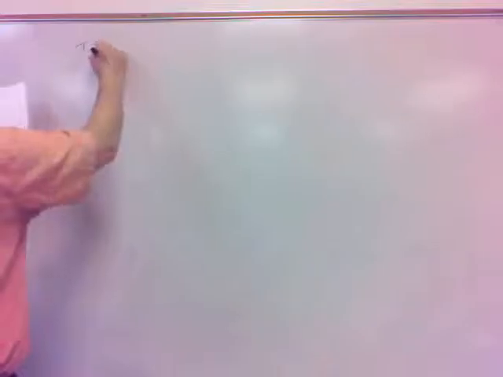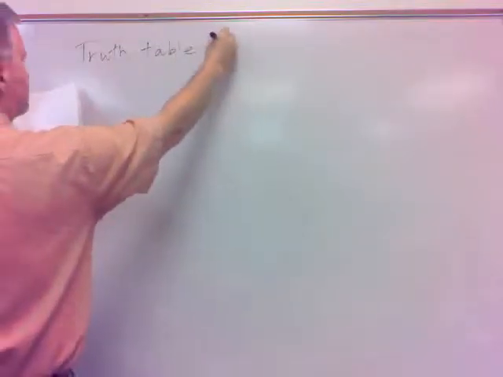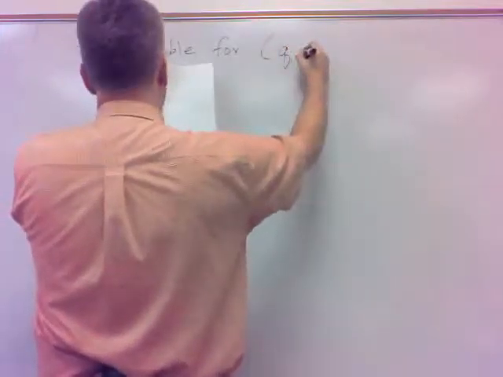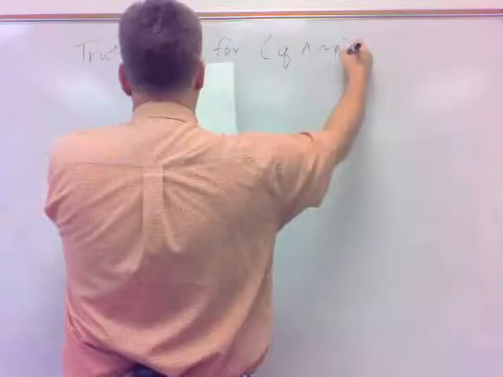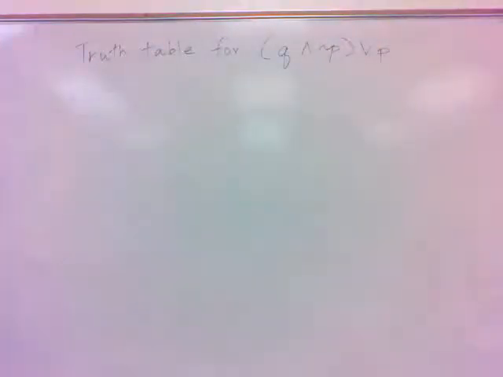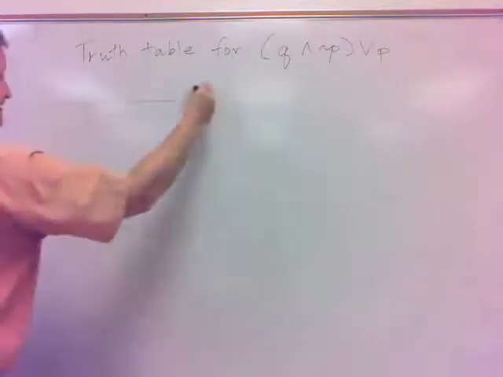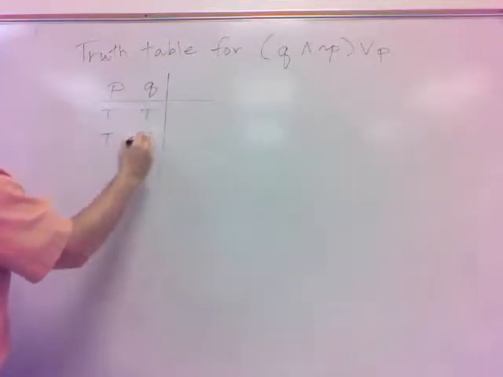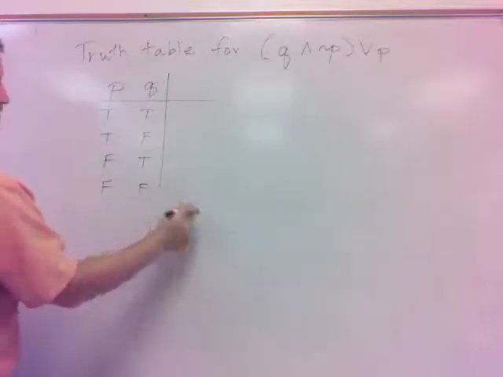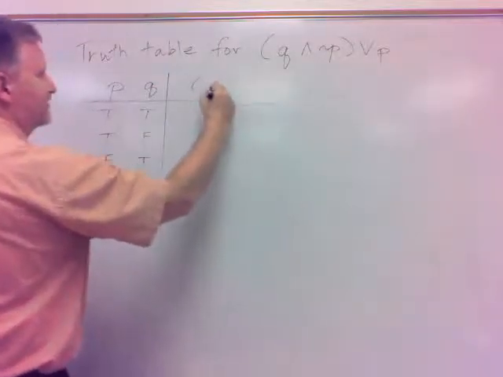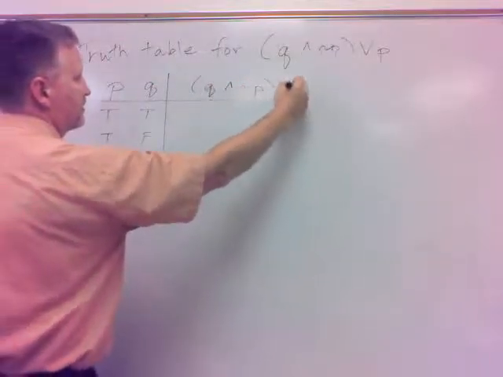All right, so let's do the truth table for this one: parentheses Q and not P, or P. All right, so this one has multiple parts, but it's still just P's and Q's. So again, this part over here just stays the same, P's and Q's. I want true, true, true, false, false, true, false, false. And then over here, let's put our statement, Q and not P or P.